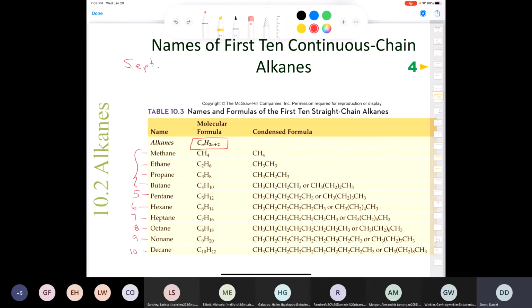Now, let's take a look at one of them specifically. Okay, let's take a look at hexane. And I just picked it at random. Oops, that's not a very good straight line, is it?